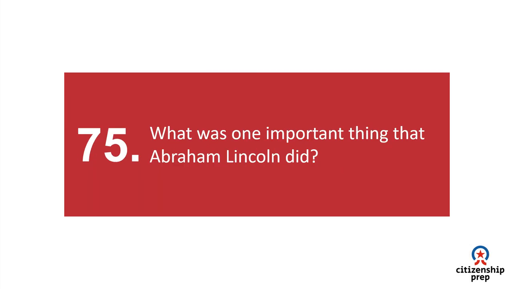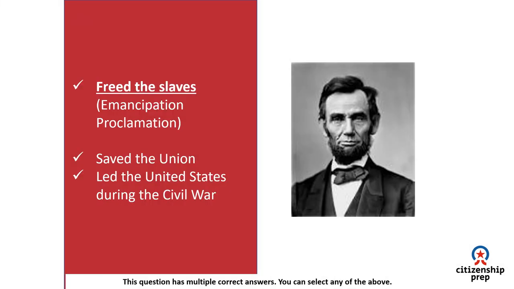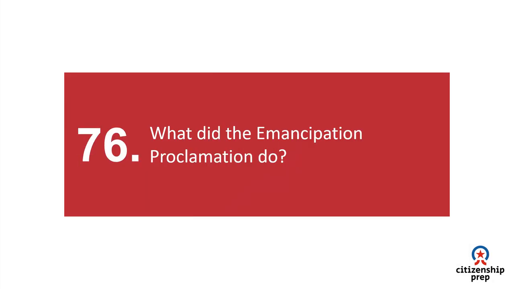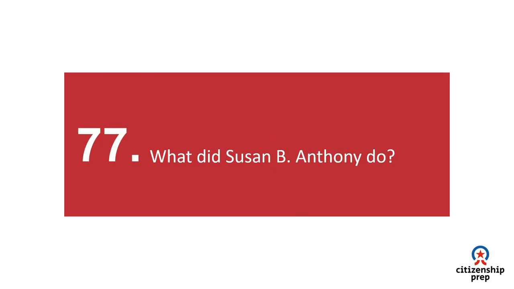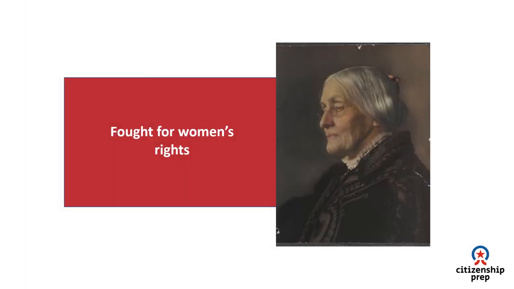What was one important thing that Abraham Lincoln did? Freed the slaves. What did the Emancipation Proclamation do? Freed the slaves. What did Susan B. Anthony do? Fought for woman's rights.